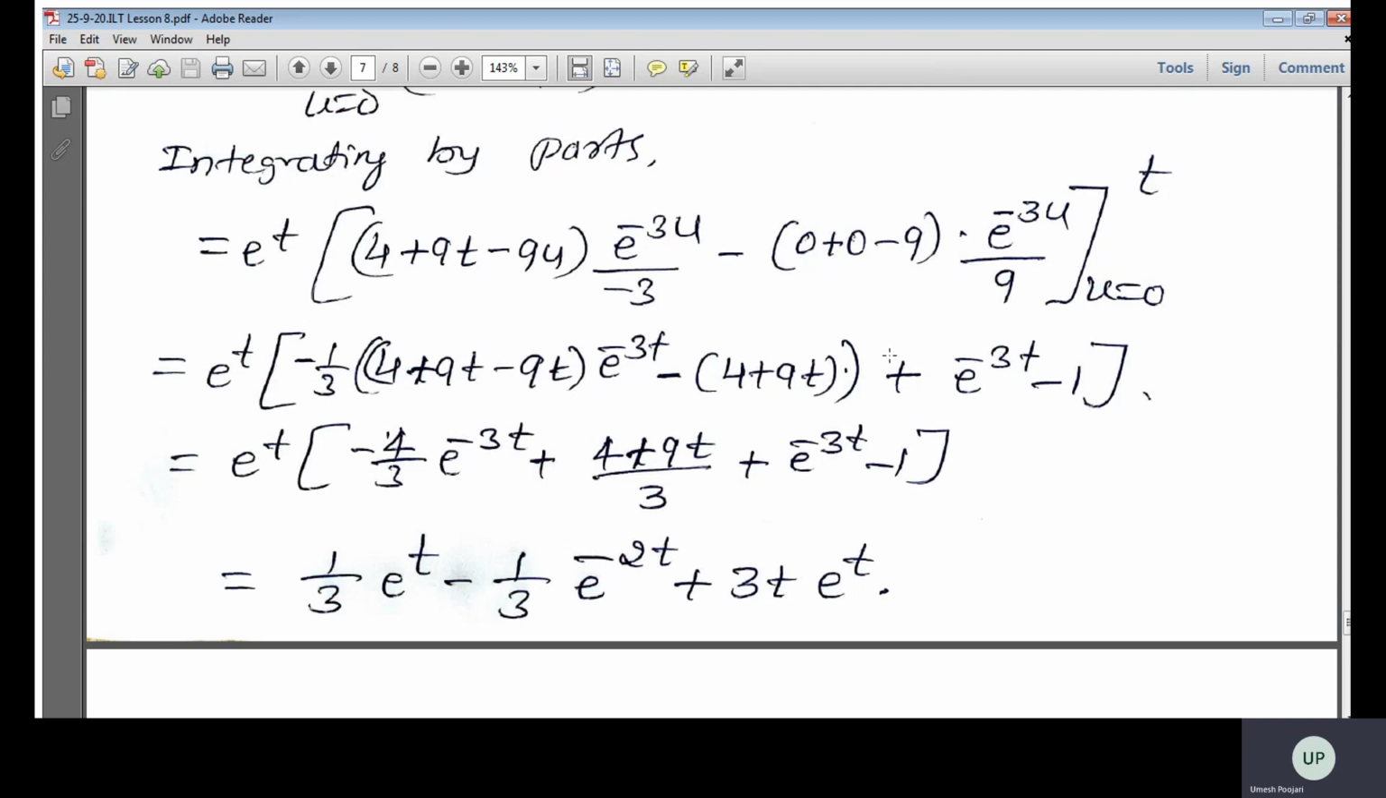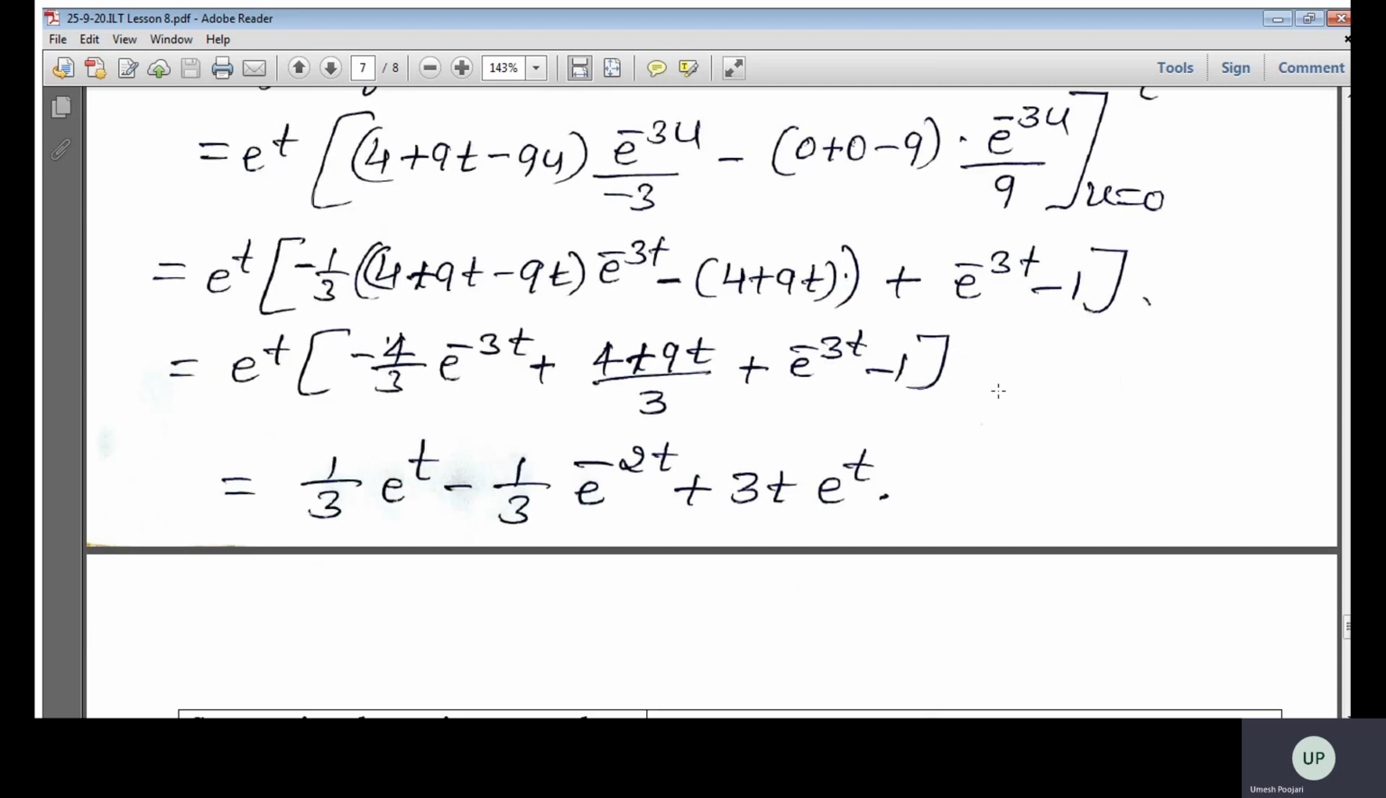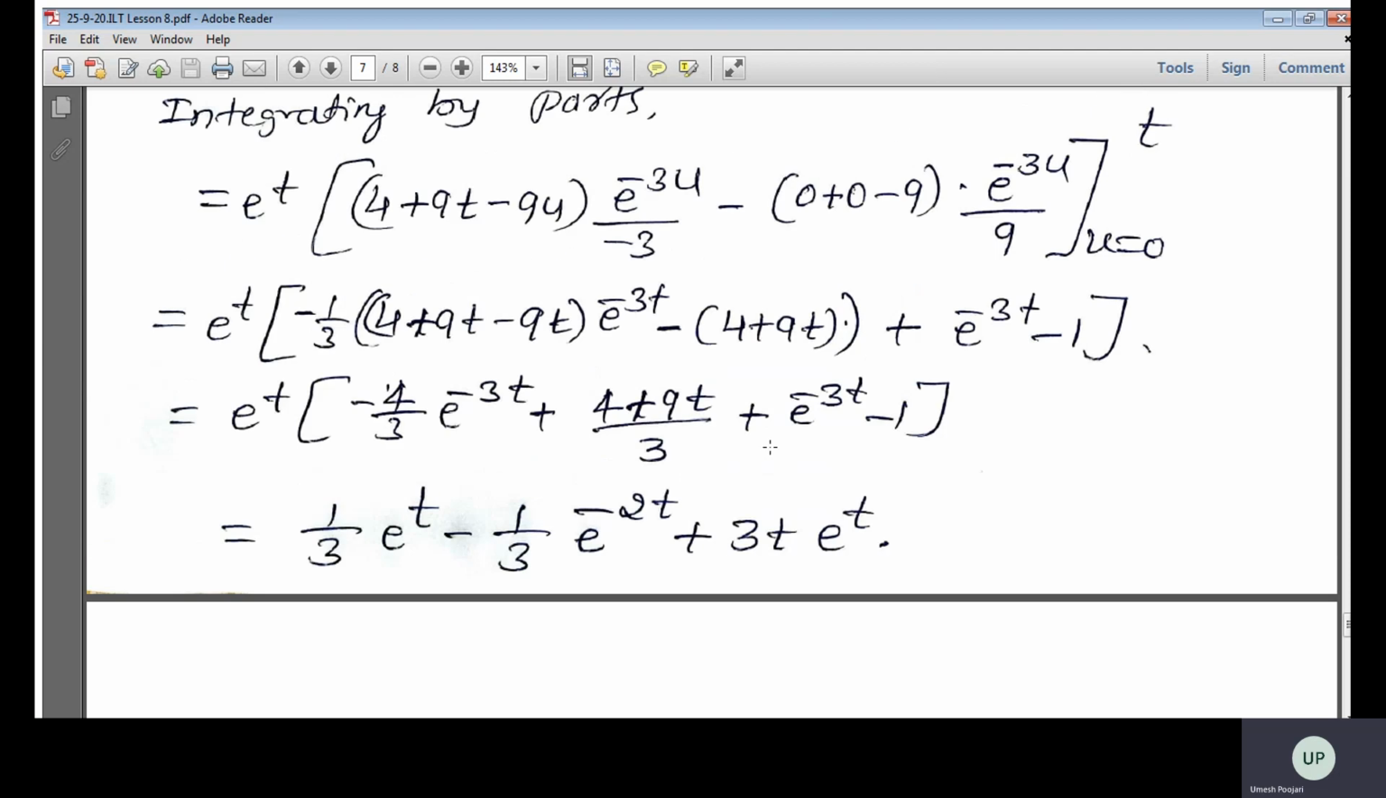Now if you substitute all these limits, we get minus 1 by 3, (4 plus 9t minus 9t) into e raised to minus 3t for upper limit. When u equal to 0, we get (4 plus 9t) into e raised to 0 is 1, correct? Plus the second case, minus into minus plus 9 by 9 is 1. When u equal to t, we get e raised to minus 3t. When u equal to 0, we get e raised to 0 as 1. After simplification, we get final answer as 1 by 3 into e raised to t, minus 1 by 3 into e raised to minus 2t, plus 3t into e raised to t. So which is the required answer.